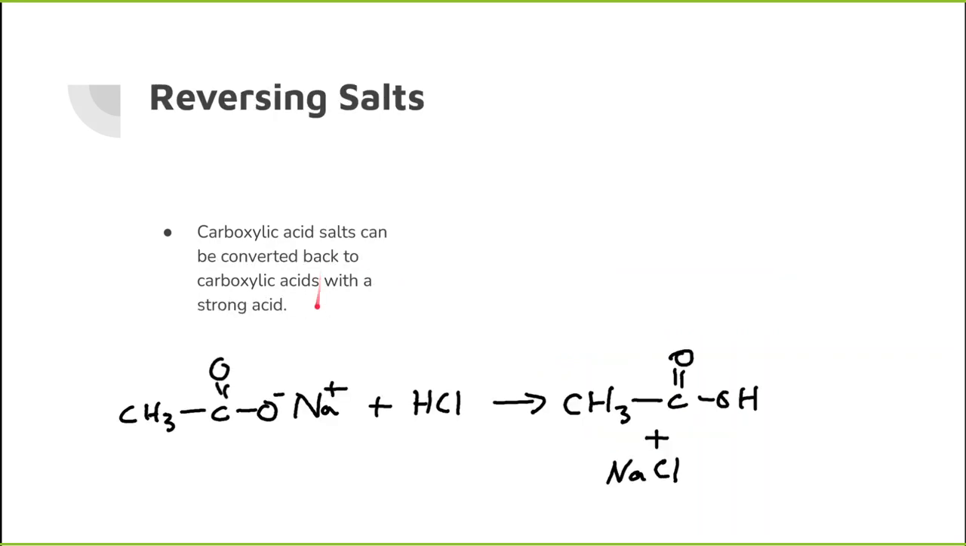And then you can reverse this reaction. You could convert a carboxylic acid salt back to a carboxylic acid with a strong acid. So here is our carboxylic acid salt that we were just looking at. And then use a strong acid like hydrogen chloride, and you will reverse that reaction and you will get sodium chloride. So this chlorine will pull that sodium away, and then this hydrogen will go on to that oxygen and reverse this reaction. Any questions there?